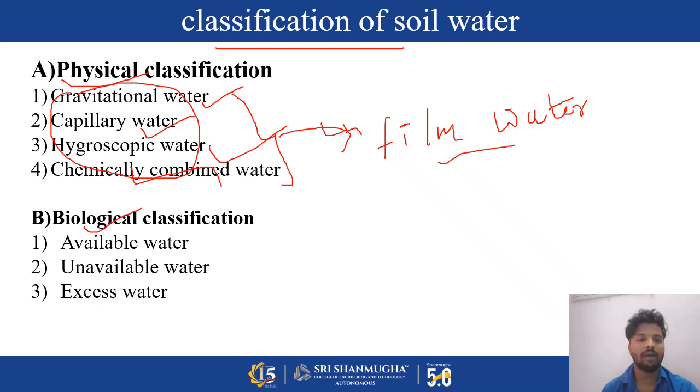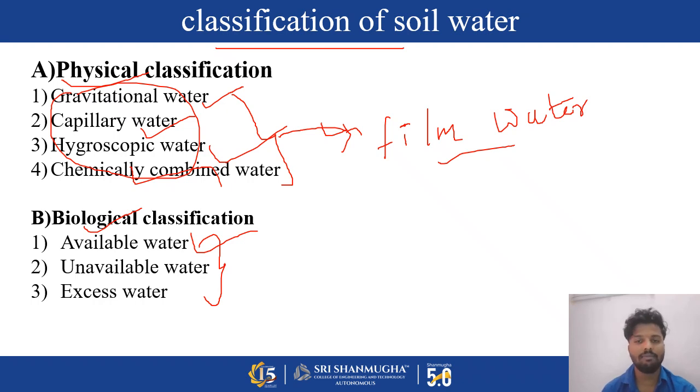Okay. Next one is the biological classification. In the biological classification, there are three types. Based on the availability of the water to the plant, we classify these types. So biological classification is mainly based on plant availability, the water availability to the plants. From a plant point of view, soil water is often grouped as available water, unavailable water, and excess water. These three types. So the first one is the available water.